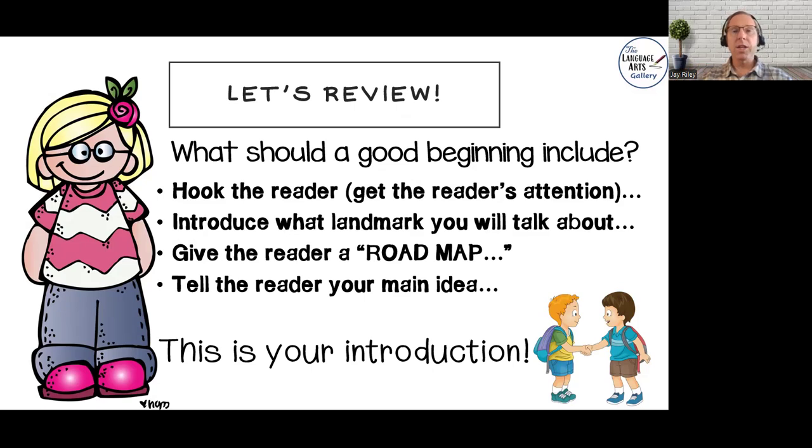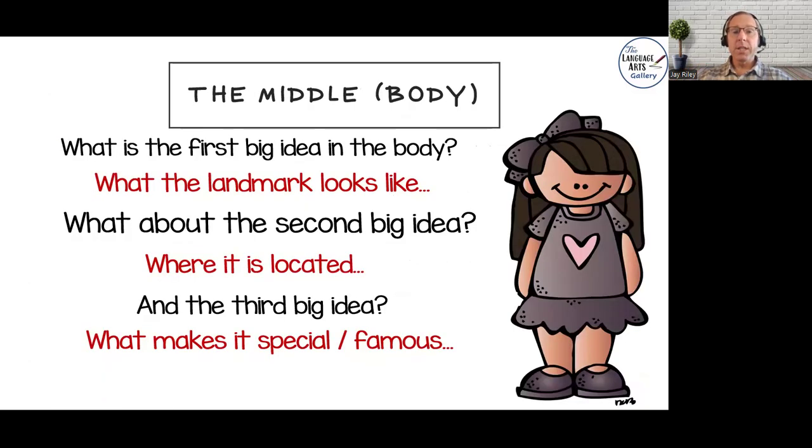So that's our introduction. The middle of our essay, which is the body of the essay, is going to be broken down into 3 main paragraphs. Each of those 3 paragraphs is going to express one big idea related to the landmark that we're talking about. The first is what it looks like. The second's where it's located. And the third is what makes it special or what makes it a famous landmark.